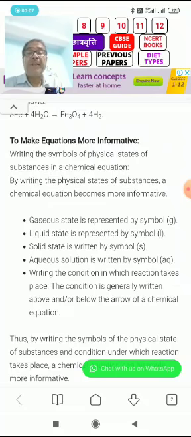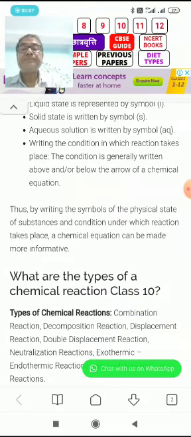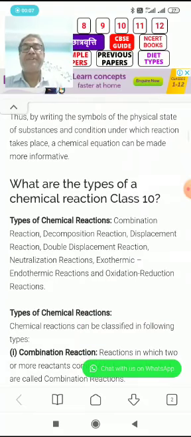Now, if we carry out the reaction in aqueous medium, then we write the symbol AQ. Then we write the conditions in which the reaction takes place. The conditions are generally written above or below the arrow of the chemical equation. Thus, by writing the symbol of the physical state of substances and the conditions under which the reaction takes place, a chemical reaction can be made more informative.